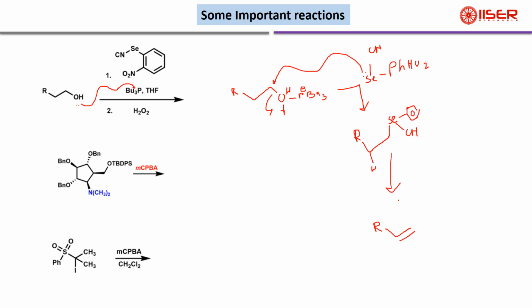Okay, I hope you understood the mechanism here. It will be oxidized. After that, it will take a proton from this adjacent carbon and it will give us an alkene. What will be the product here? In presence of MCPBA, this dimethylamine will be oxidized to form an N oxide.